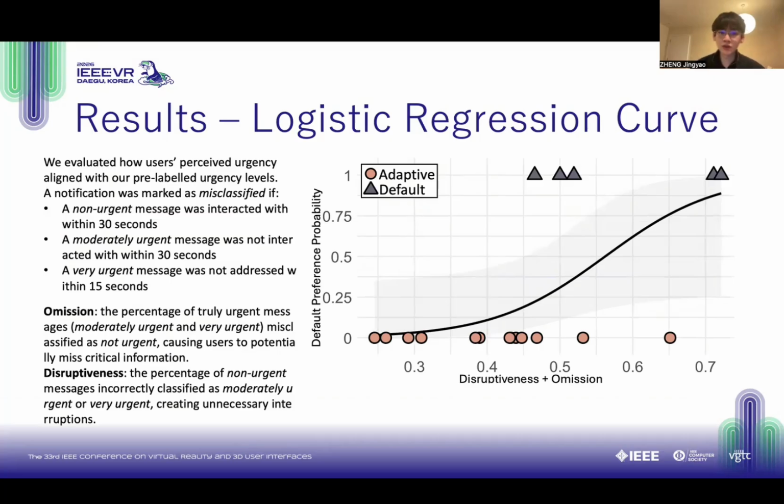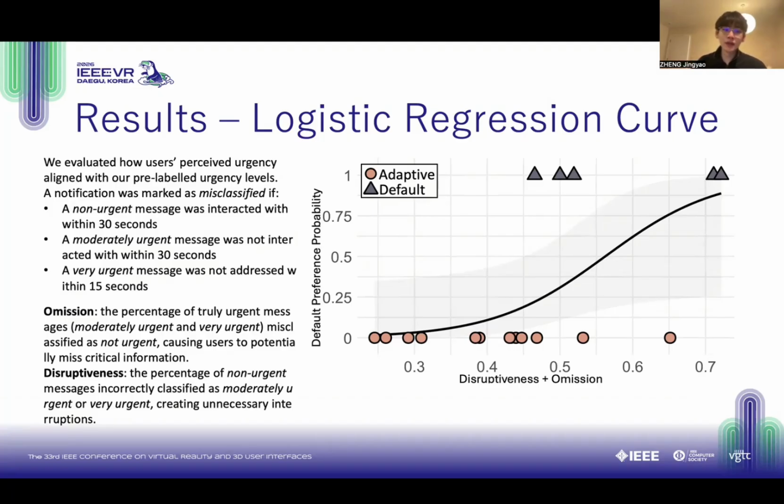And here are the results from the logistic regression curve, which is the most interesting and exciting part of our study. We evaluated how users' perceived urgency aligned with our per-label urgency levels. We consider that users' acceptance rate of the adaptive notification system could be related to the model's performance, which we can call disruptiveness or omission. These are different ways to evaluate the classification rates of the system.